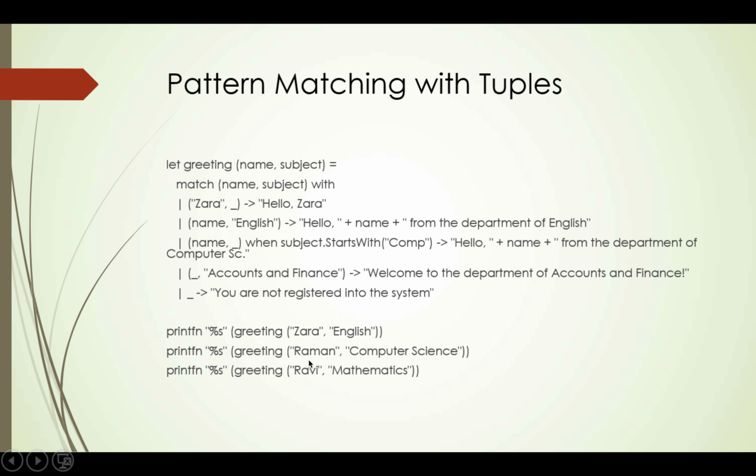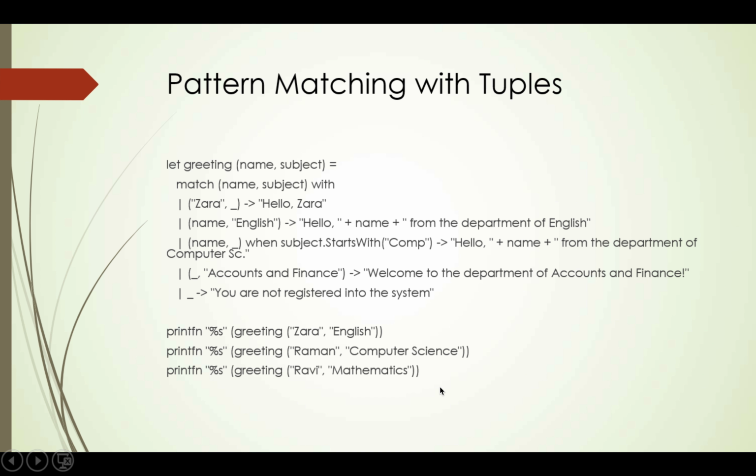Next, we're passing through our tuple Raymond and computer science. So we go down here, go back up here, name is Raymond, subject is computer science. We come down here to name, and then English, so our subject is not English, so we're going to keep going. And then now here we are, name with our underscore. So this is true because name and underscore, when subject dot starts with computer science. So subject does start with computer science. So it's going to print out hello, name from Department of Computer Science. And name here is going to be Raymond.